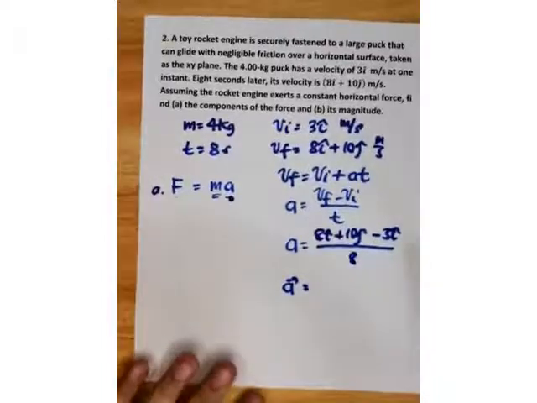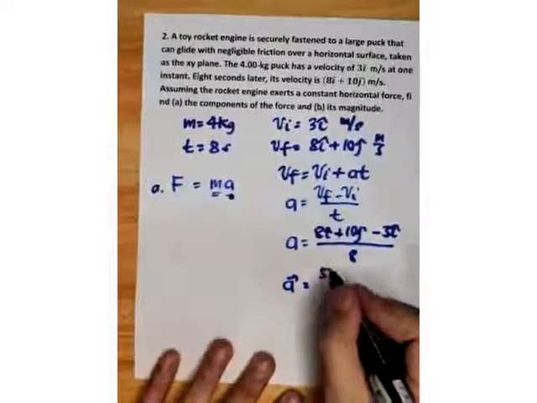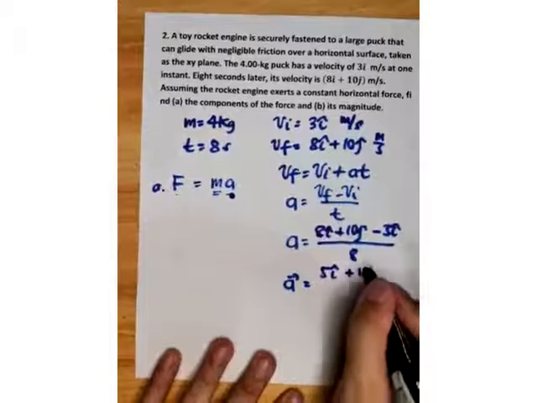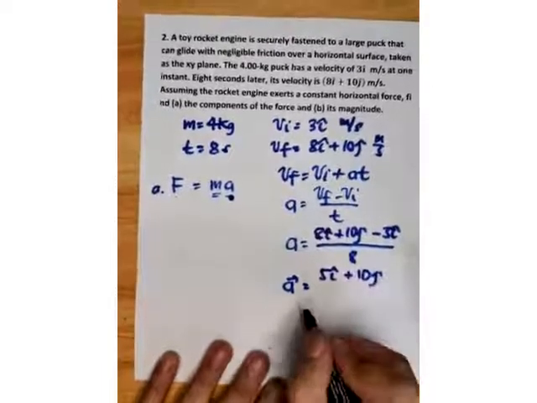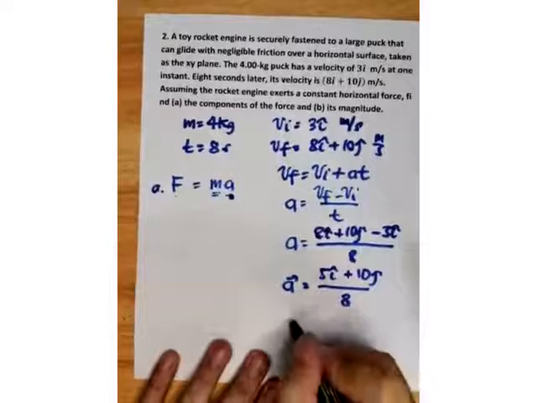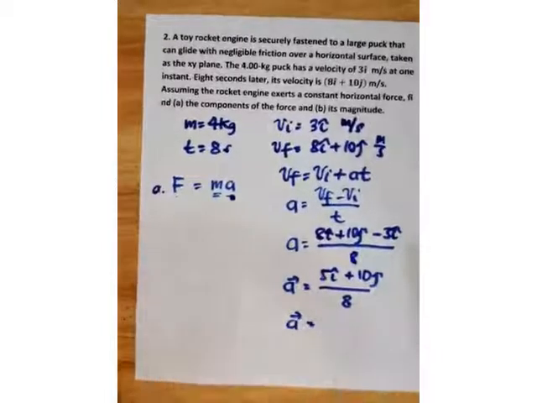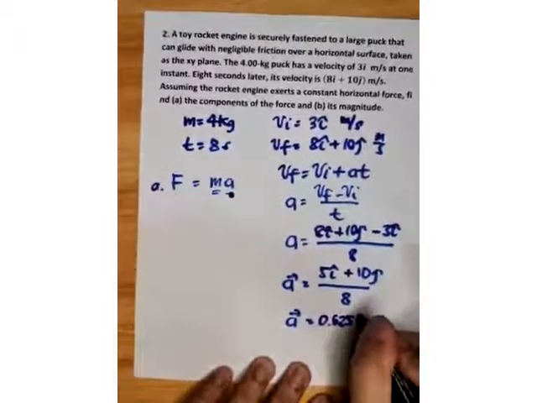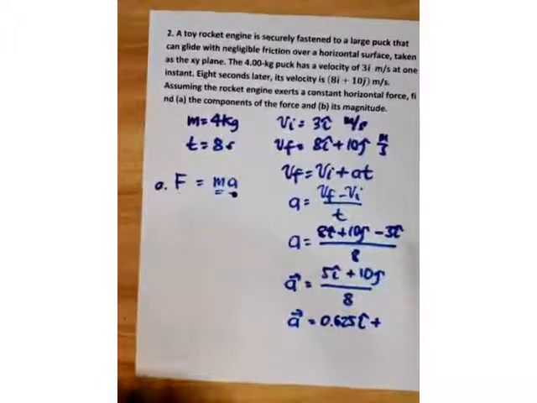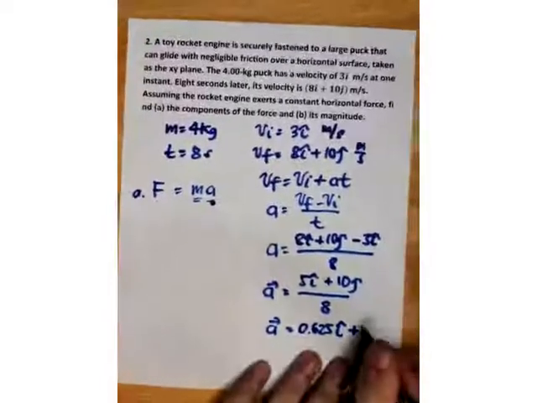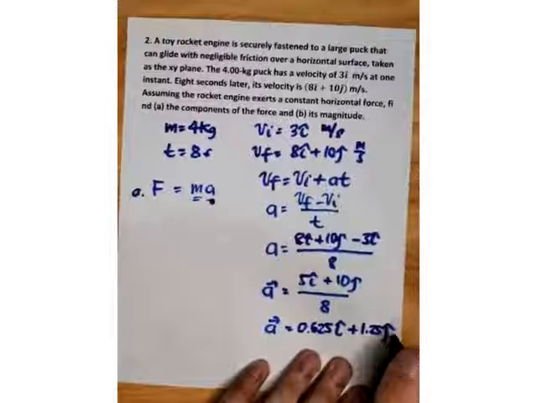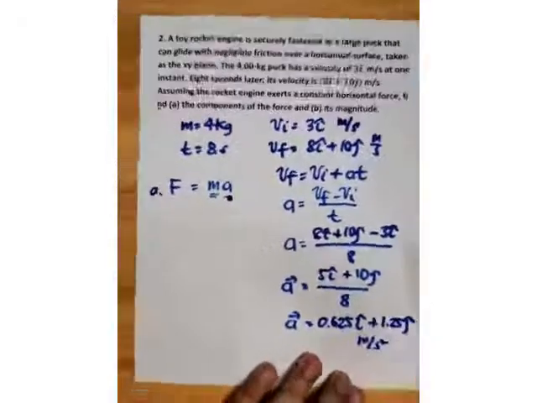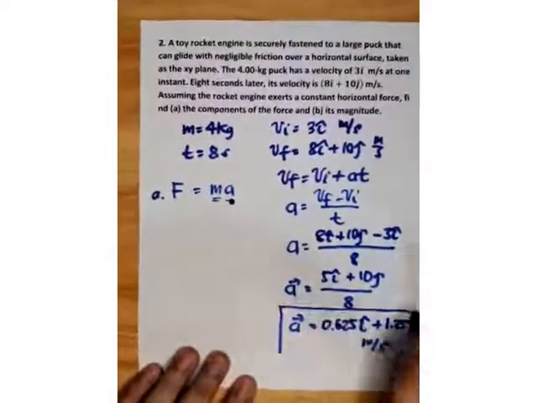So what's our acceleration? Acceleration is 5i hat plus 10j hat, all over 8. So a is equal to 5 divided by 8, 0.625i hat, plus 10 over 8, 1.25j hat meters per second squared. So this is our acceleration.